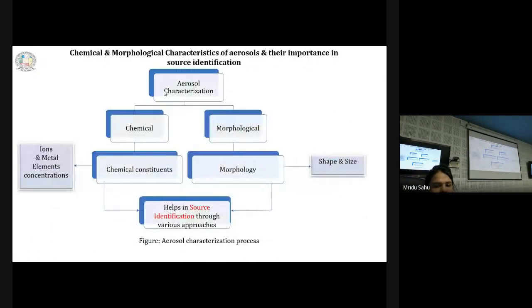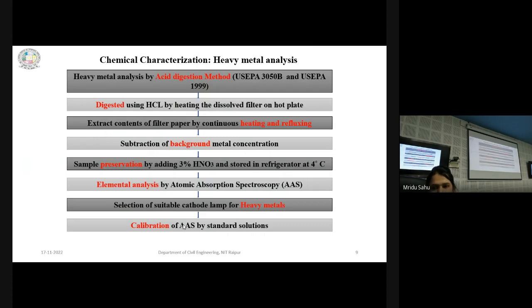Whereas in chemical characterization, what we do is identify ions, metals, and different elemental concentrations. It means we identify the chemical constituents. And both of them will help us identify the sources from where these pollutants are coming. The first topic which I discussed, that is the title of the presentation, source apportionment. It means all these things are required for source apportionment or source identification.